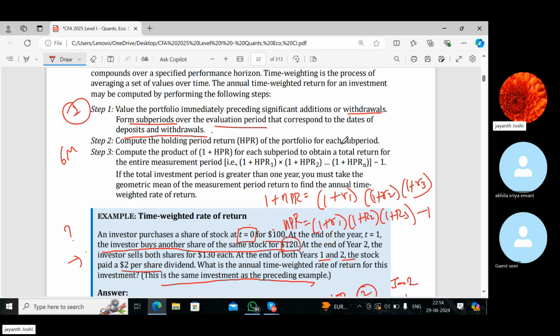So why did they do that? We could have directly done this, right? I would have directly put this into 1 plus holding period return is equal to 1.22, that is 1 plus R1, into 1.10, that is 1 plus R2.